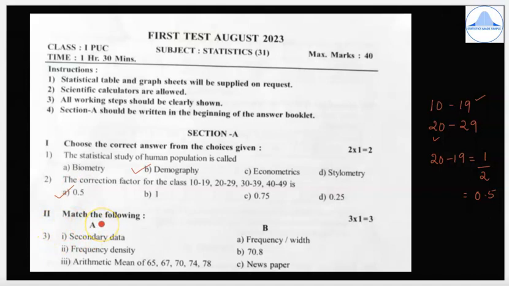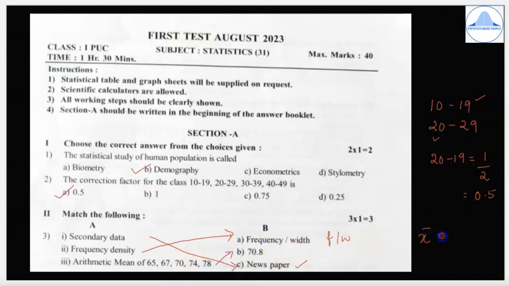Second main, match the following. So there are 3 questions and each of them will carry 1 mark. So the third question, secondary data, is newspaper. Then frequency density, we know it is f divided by w, or the frequency divided by the width of the class interval. And the arithmetic mean of 65, 67, 70, 74, 78 is 70.8.